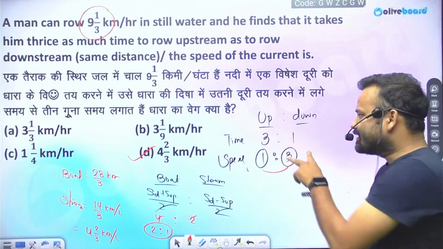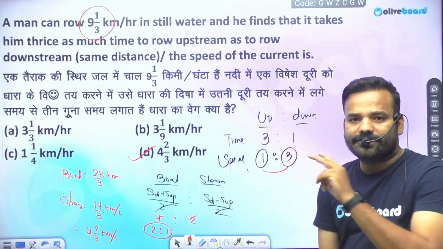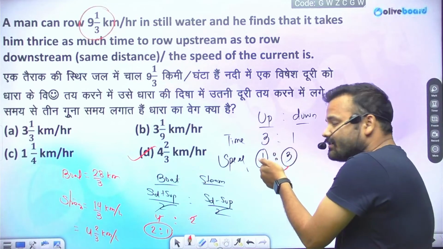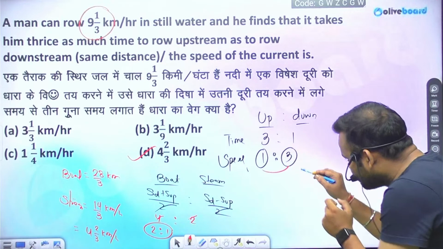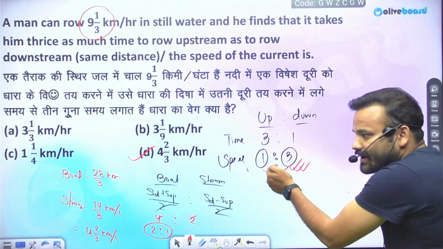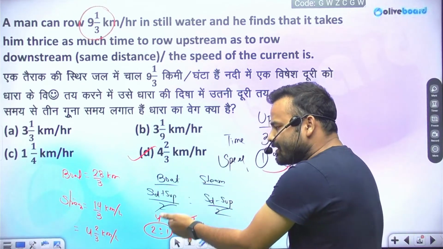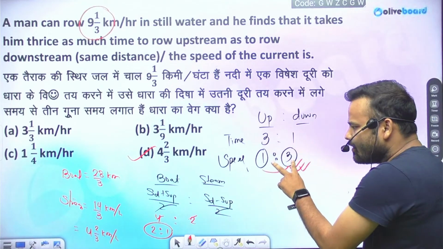The moment I get this ratio, now I can get this ratio of speeds because time is reciprocal to that of speed. So the speed upstream will be 1/3 of speed downstream. So the moment I'm getting this speed downstream and speed upstream, I can correlate with the speed of boat to that of stream. The speed of boat will be downstream plus upstream by 2, and stream will be downstream minus upstream by 2. Putting this, 3 plus 1 is 4 by 2.